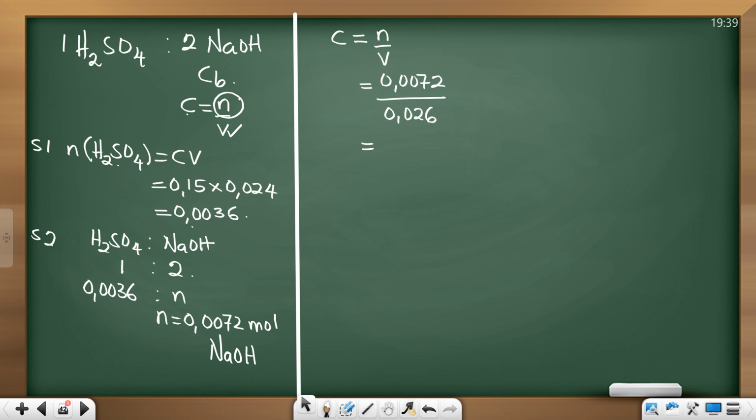That's why I said we should use calculators in the exam. What's your answer? 0.28 moles per cubic decimeter. Guys, are you okay with my three steps again? Same thing we used in stoichiometry. Are you okay? Tell me where you lost.